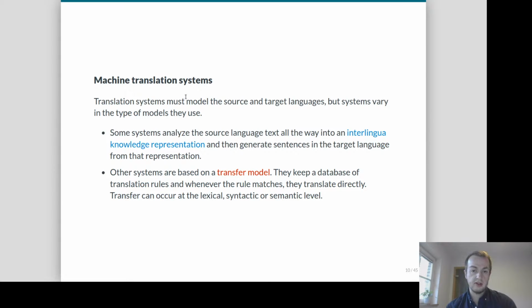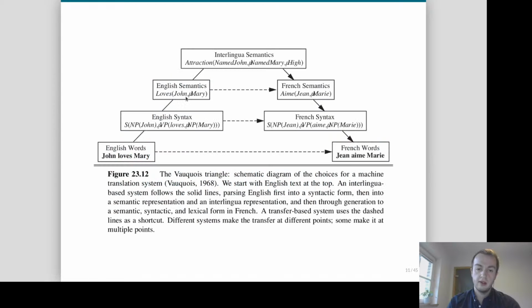Of course, you may have different levels of representation of these sentences, right? And this is what we'll just see in the next slide. So what you could have is that you would start from sentences in English. And so this diagram is called the Vauquois triangle. It's just a diagram of the choices that you may have for a machine translation system when it comes to deciding on this intermediate representation that you would use in order to produce the translation.